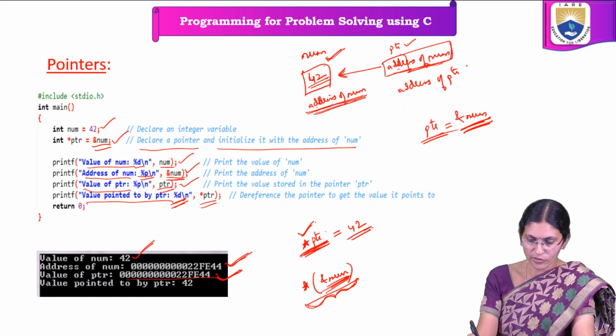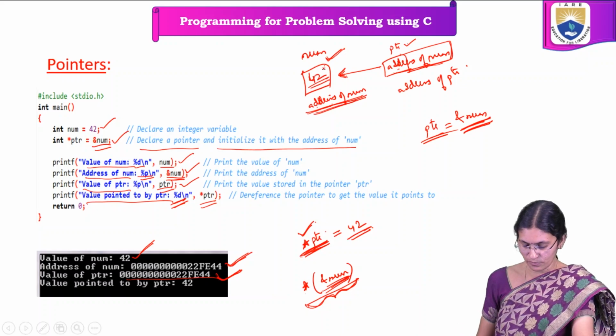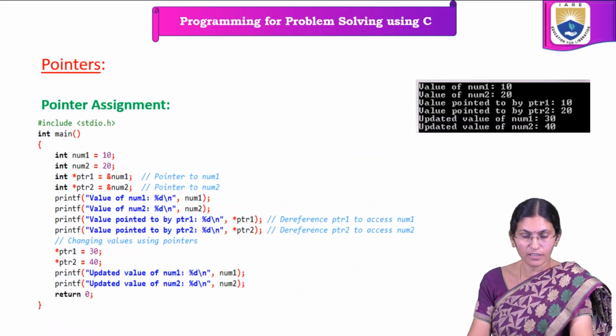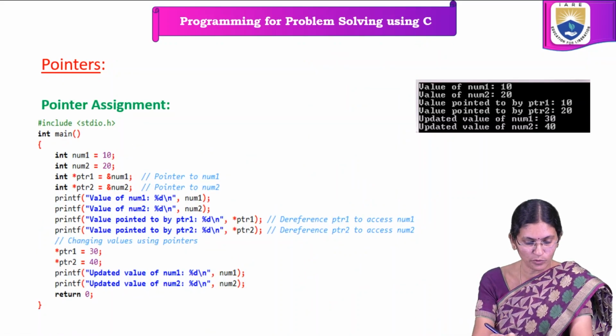So value at the address of num, that is given by 42. Therefore you will get 42. Next is pointer assignment. So one more program where we use pointers here.